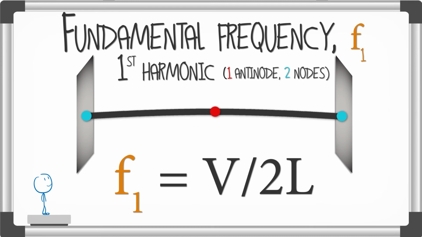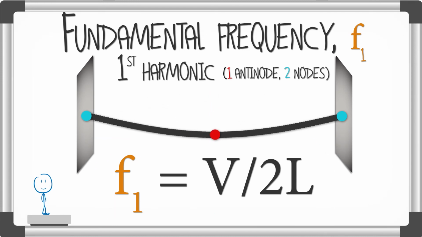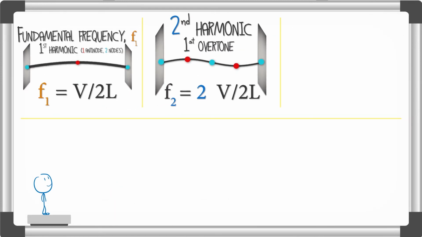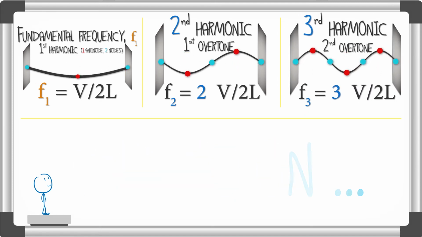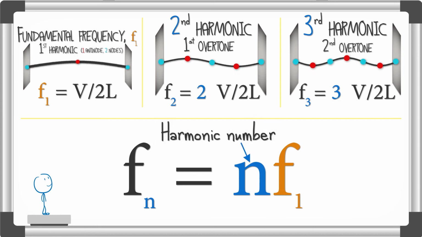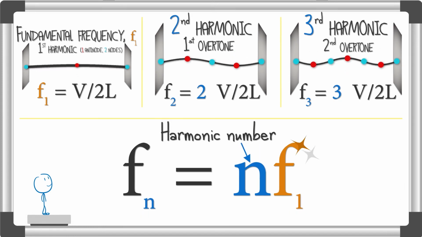And here is where all the magic begins. Keep this formula in mind. The second harmonic is a whole wave, aka the first overtone. Then the third harmonic, the second overtone, and so on. Thus, we deduce that all the other harmonics are simply multiples of the fundamental frequency.